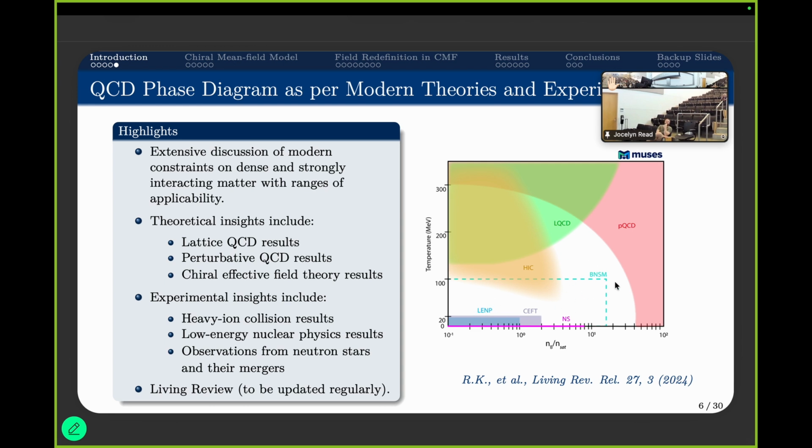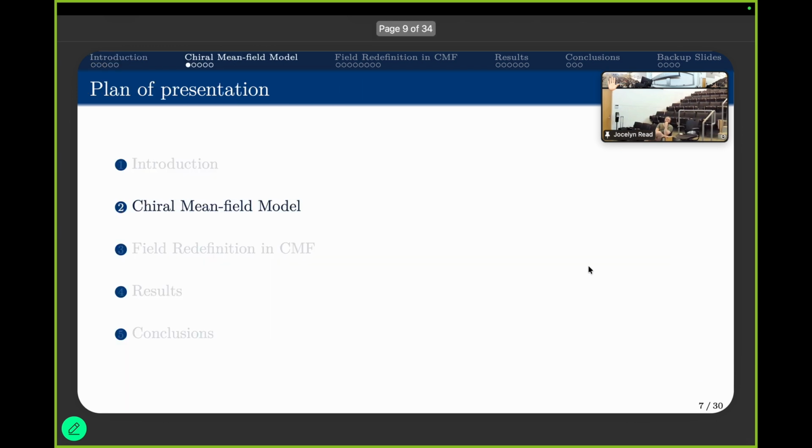So we need to rely on some models, some effective models, which are based on the fundamental theories as well as experiments. So we fit our effective models on those constraints, and we try to extrapolate, we try to interpret the result in the regime where no fundamental theory can reach so far.